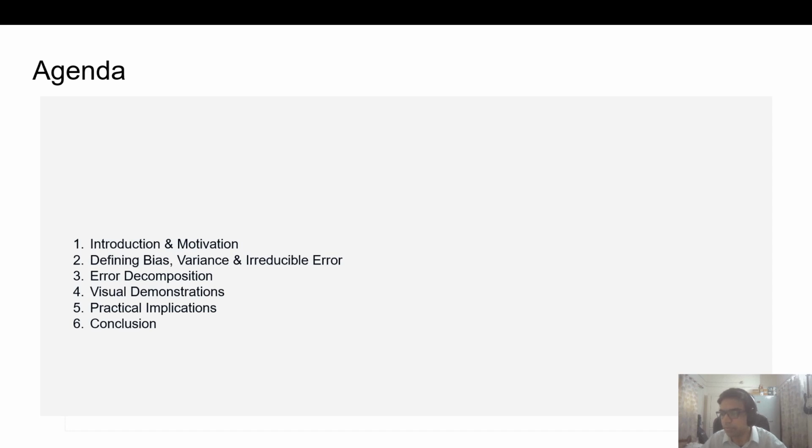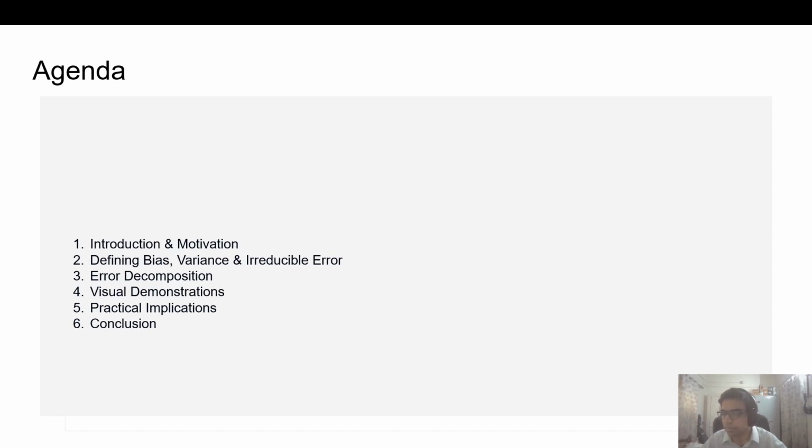So we'll start by discussing what bias and variance are, then define these error components plus the unavoidable irreducible error. We'll see how total error breaks down mathematically and use visual demonstrations to make the concepts concrete. After that, I will share some practical guidelines for reducing bias or variance. Finally, we'll wrap up with key takeaways.